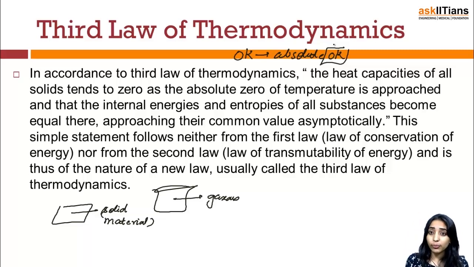So at absolute 0 Kelvin, the entropy possessed, entropy means the randomness, the way with which a particular molecule is vibrating is a measure of entropy of the system. So if you are approaching 0 Kelvin, the entropy of the system is going to be 0. That means everything will settle out quite nicely. This simple statement neither follows the first law, that law of conservation of energy is not followed here, nor does it come from the second law. So what we say is that this is a new kind of law, and hence this has been named specifically as the third law of thermodynamics.